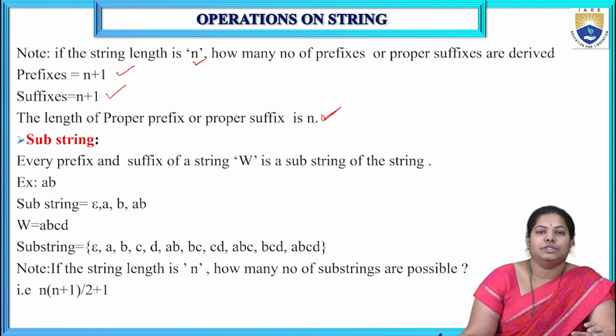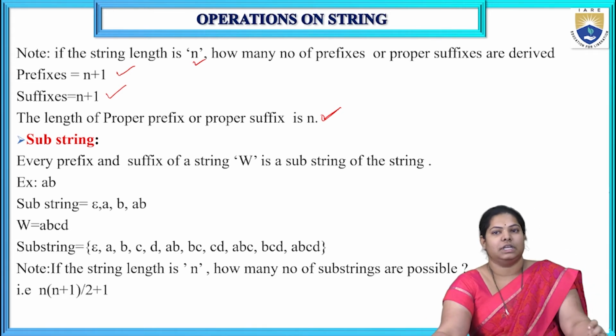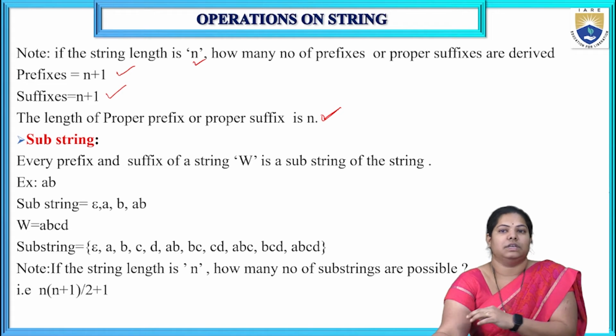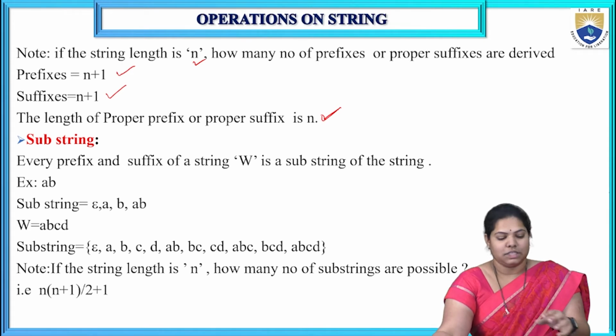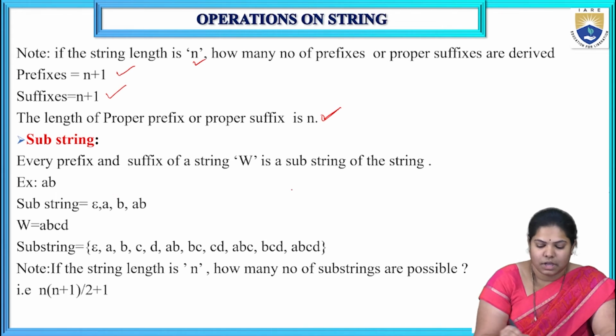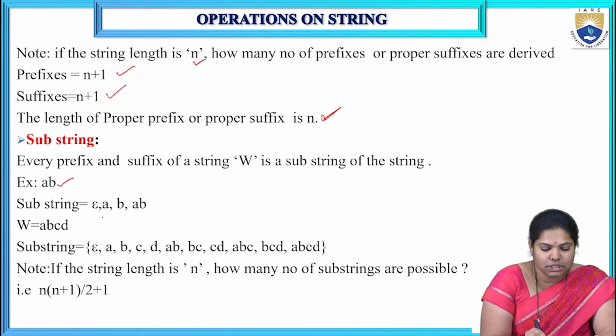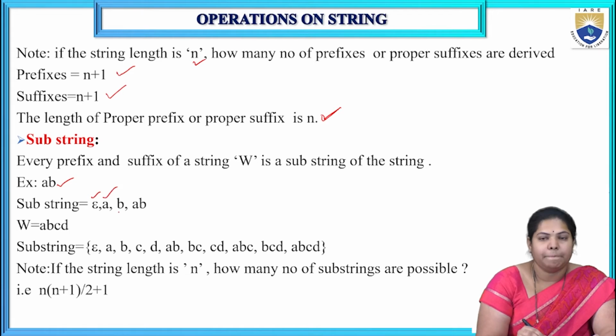The next operation on strings is the substring. Every prefix and suffix of a string is a substring of the string. Whatever prefixes and suffixes are derived from a particular string, all those strings we call substrings. Here I have taken the string AB. From this string AB, the substrings are epsilon, A, B and AB.